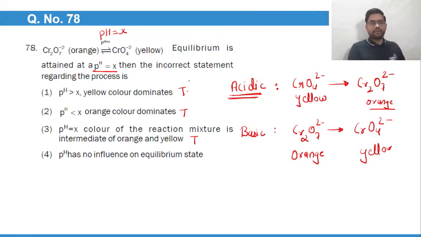True. So what is the incorrect statement? pH has no influence on the equilibrium state. That is a false statement and hence the right answer, because if you make the solution acidic or basic, its color will keep on changing. So we'll go with option number 4. That is the best answer.